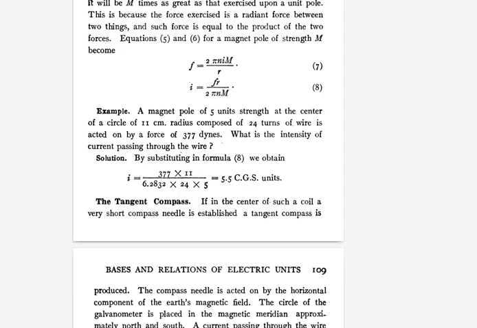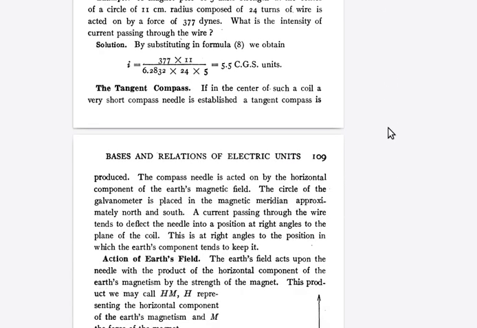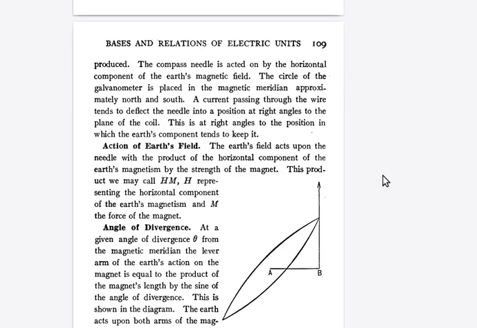The tangent compass. If in the center of such a coil a very short compass needle is established, a tangent compass is produced. The compass needle is acted on by the horizontal component of the Earth's magnetic field. The circle of the galvanometer is placed in the magnetic meridian, approximately north and south. A current passing through the wire tends to deflect the needle into a position at right angles to the plane of the coil. This is at right angles to the position in which the Earth's component tends to keep it.